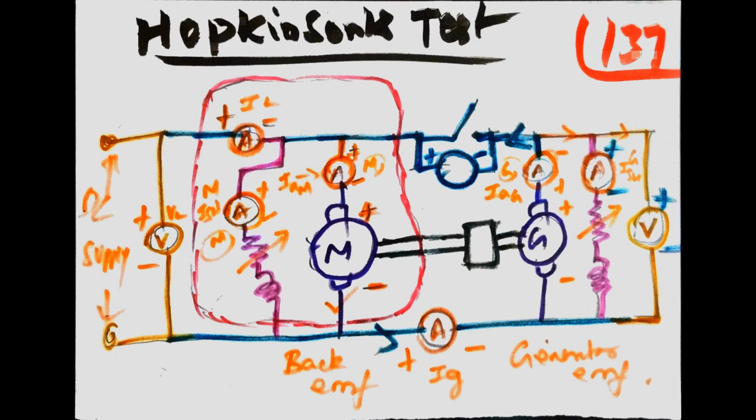The ammeter is used to note IL, IAM and ISH current. The voltmeter is used to note the VL voltage. On the generator side, an ammeter is connected to note the IAG current and ISH current. The voltmeter is used to note VG, the generator voltage. A switch is connected. IG is the generator current, VG is the generator voltage.